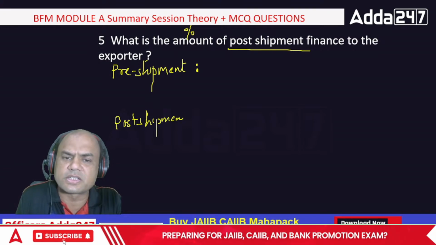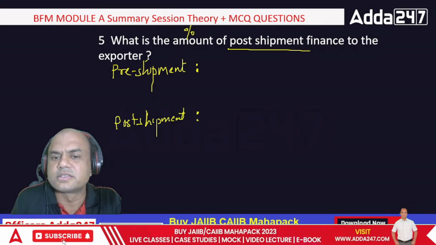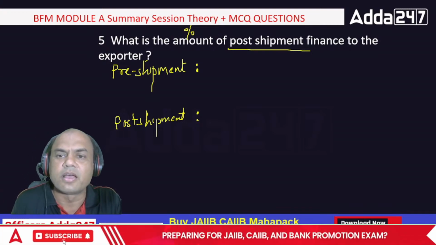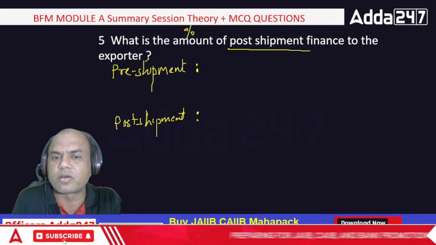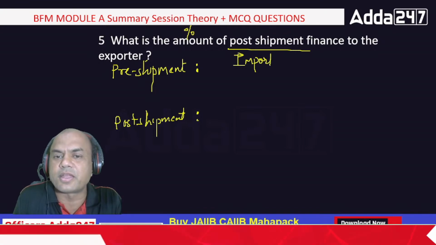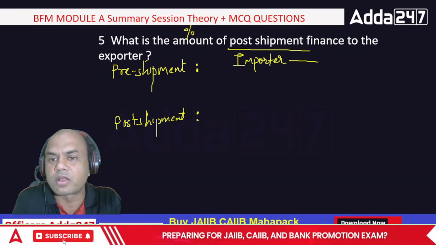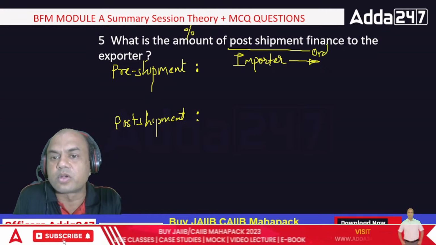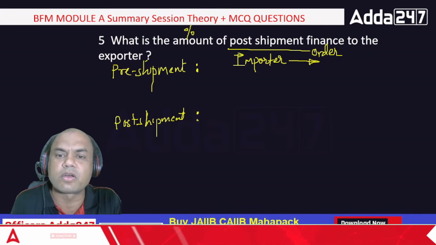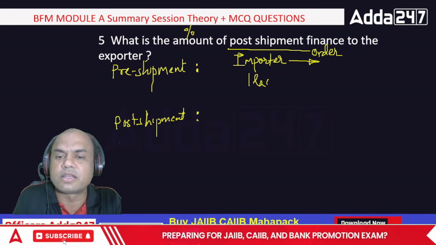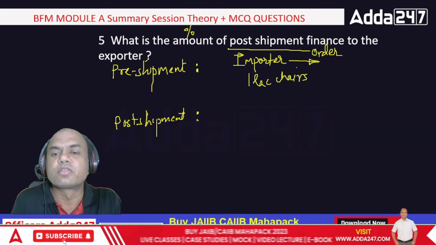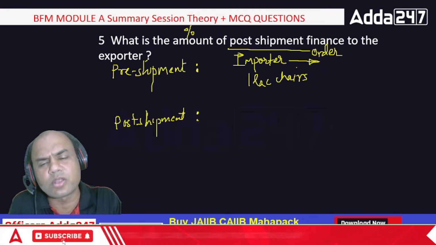Let me show you. Suppose I get the order from the buyer, or importer, I'll call it. The importer gives me the order. I am the exporter in India. I got the order, but I don't have money to manufacture those goods. Let's say he has given me the order for 1 lakh chairs. So I have to prepare these 1 lakh chairs, but I don't have money.